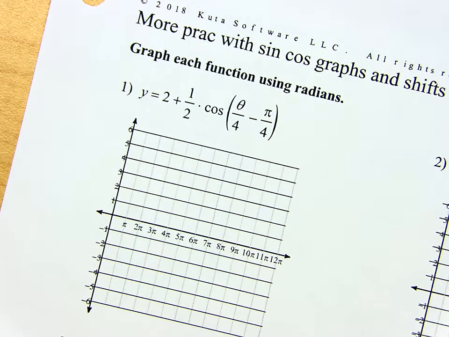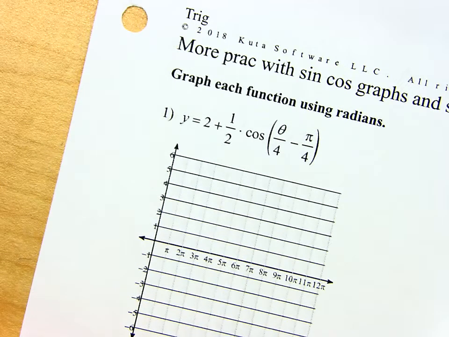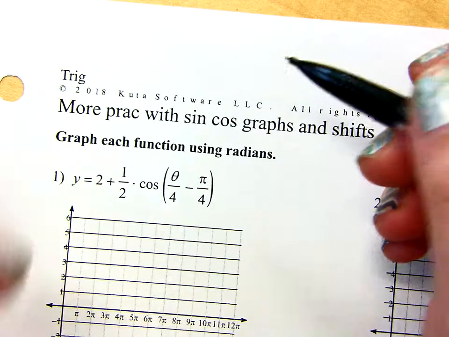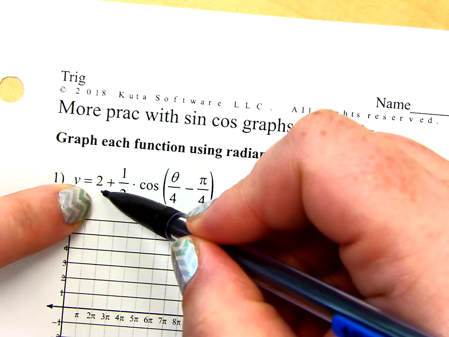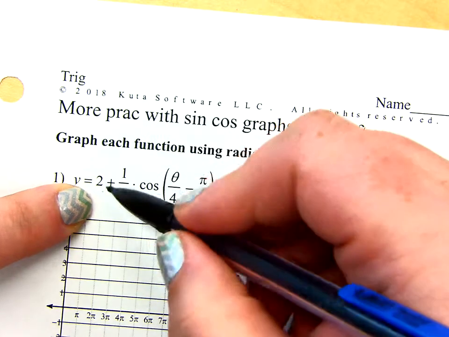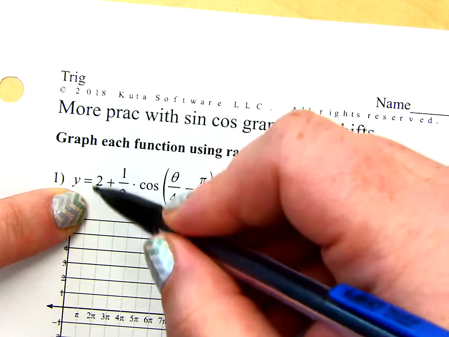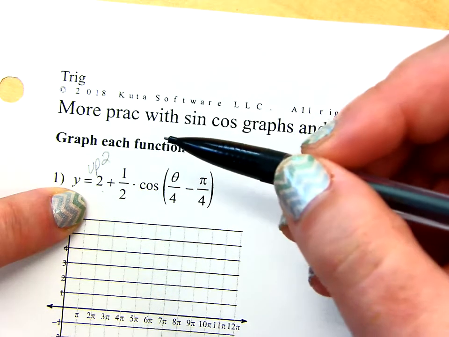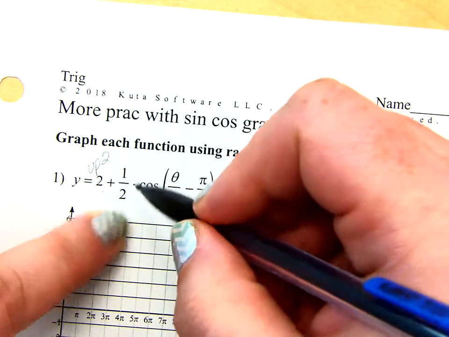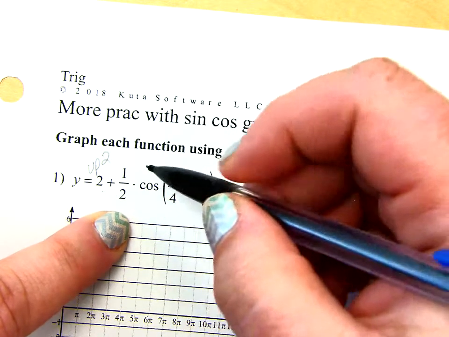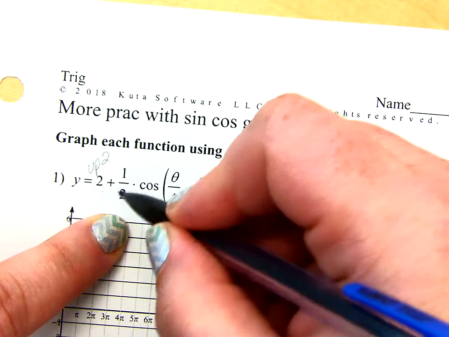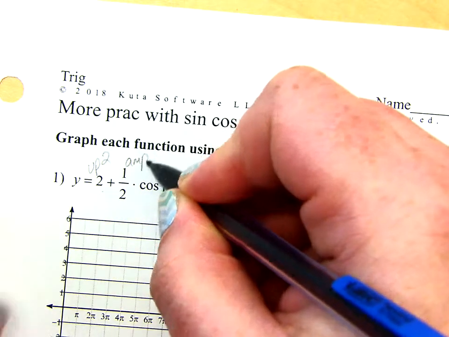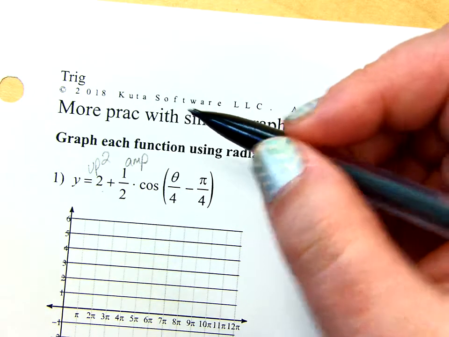Okay, so we're going to look at number 1 together on this worksheet here. So let's go through all the pieces. What does this plus 2 do to the whole thing? Or this positive 2 right here? Right, I'm going to move up 2 units once I have my basic graph graphed. What's up with this 1/2? What's that? That's the amplitude. So I'm bouncing between positive, negative 1/2.